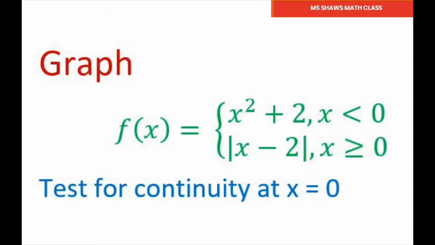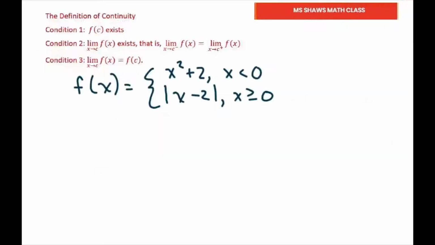Hi everyone, we're going to graph this function and test for continuity at x equals 0, because that's where the graph is changing. So the first thing we're going to do is test for continuity at x equals 0.